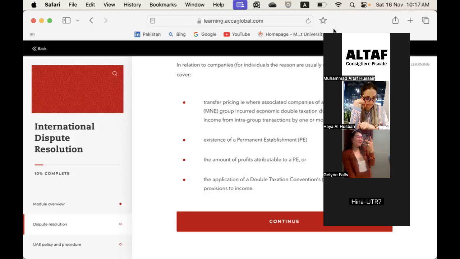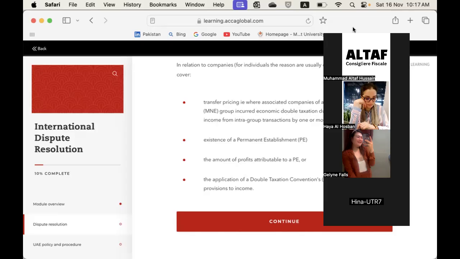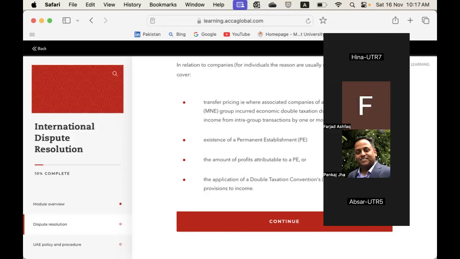Yes. So if the Saudi Arabian company related party is reducing their cost, what would be the effect in the books of the UAE company? They will reduce their revenue, the sale amount. Exactly. This is called a corresponding adjustment. So that's what we are looking at in the first bullet point. Transfer pricing is where associate companies of a multinational enterprise group incur economic double taxation due to an adjustment to their income. Is this point clear to everyone, Hina or Farjad or Pankaj? If there's any concern in this point, please ask away.